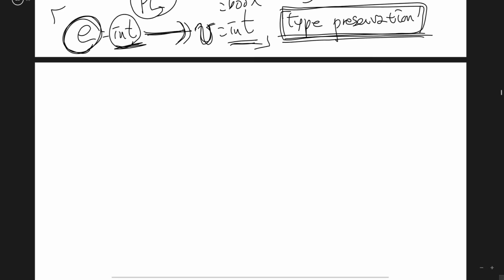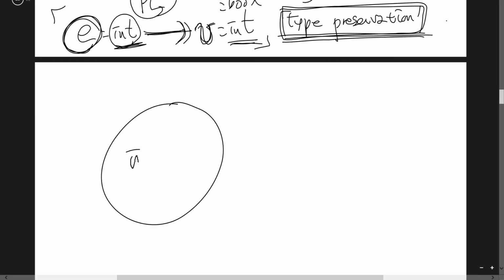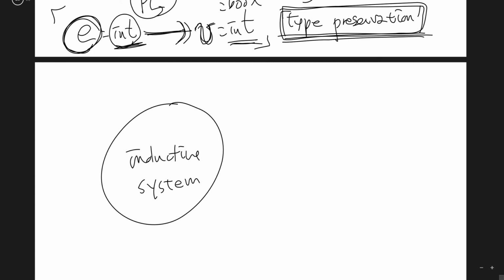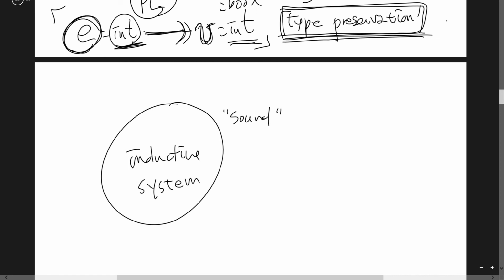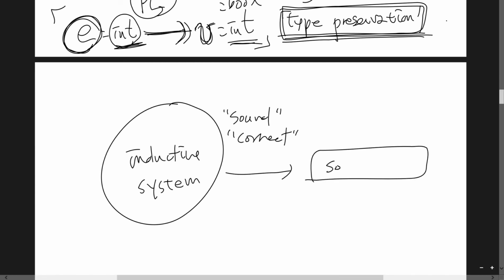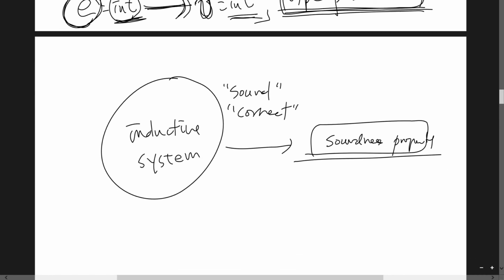So the story goes like this. You have an inductive system, and the system is not trivial, and you are not sure if the system is okay. You are not sure if the system is sound or correct or makes sense. So what you do is you formulate some soundness property, and then try to prove this property. And we can have two outcomes.